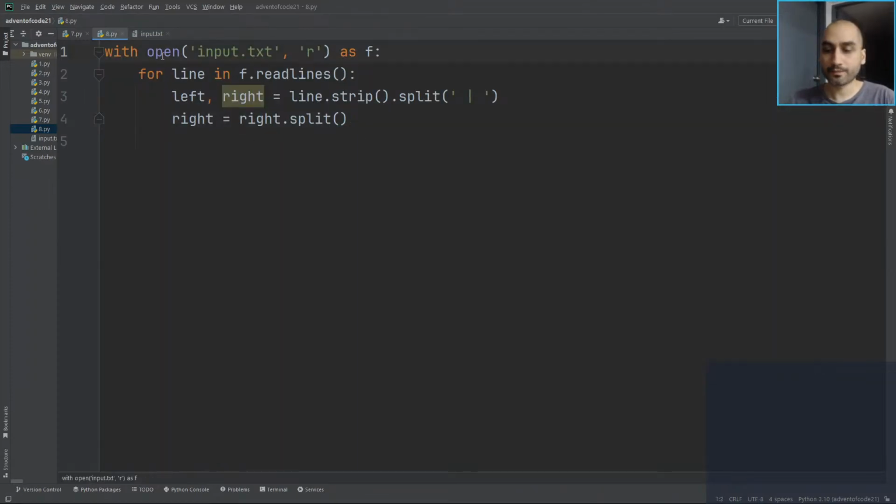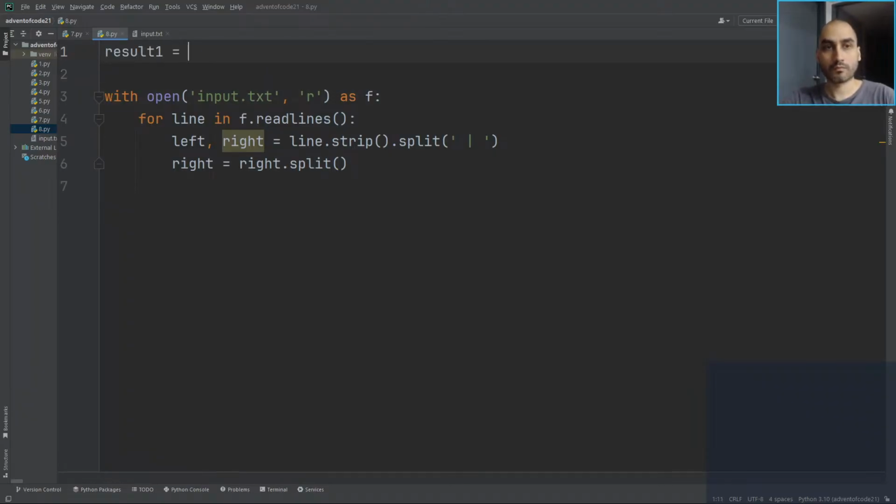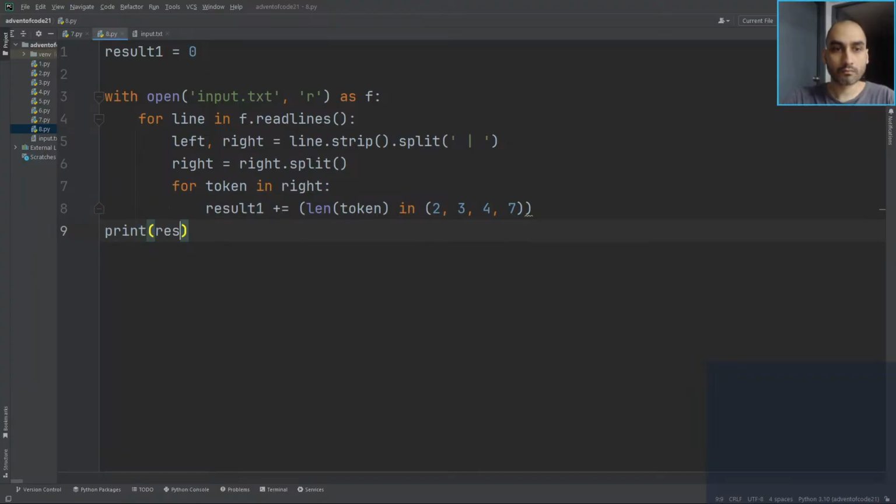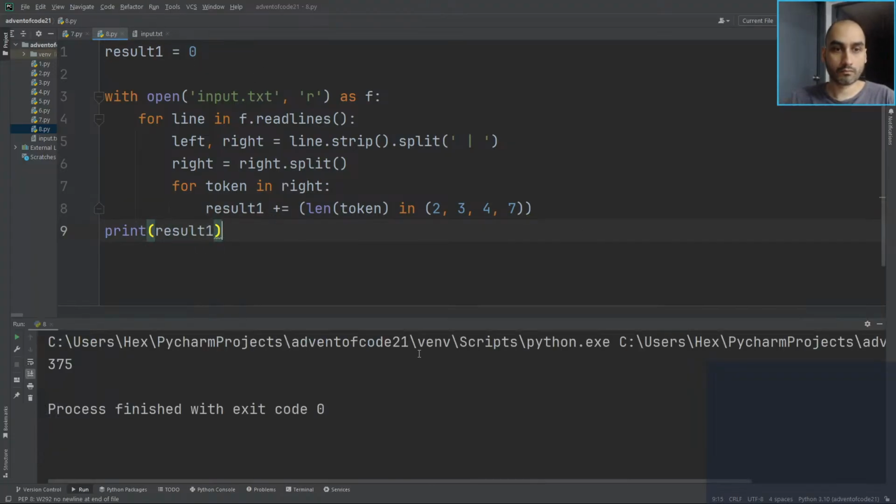So for now we can just... so it's got to be what, 2, 3, 4, 2, 3, 4, 1, 2, 3, 4, 5, 6, 7. $375.